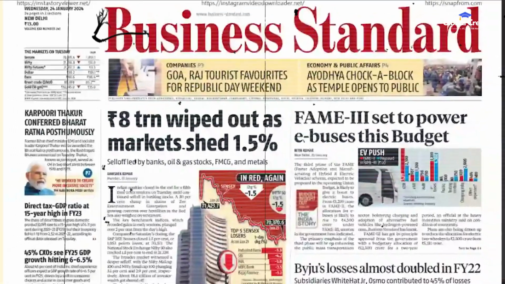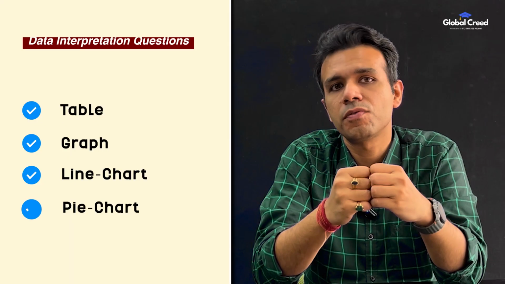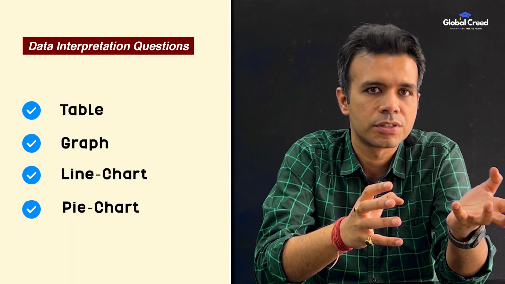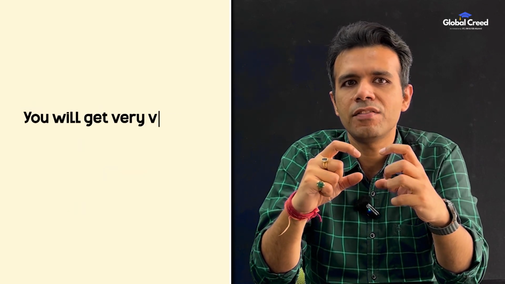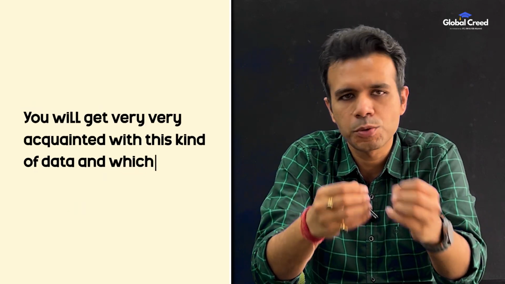So these kind of questions, the best way which I have identified, in fact we tell our students in Global Creed, is go and subscribe to one of the economic newspapers. It could be Economic Times, Business Standard, Mint, any of these. There is a lot of data which is given in forms of graphs, tables. उसको पढ़ो. उससे you will get very acquainted with this kind of data and which will help you in coming up with the answers. You can do this for the DI part.